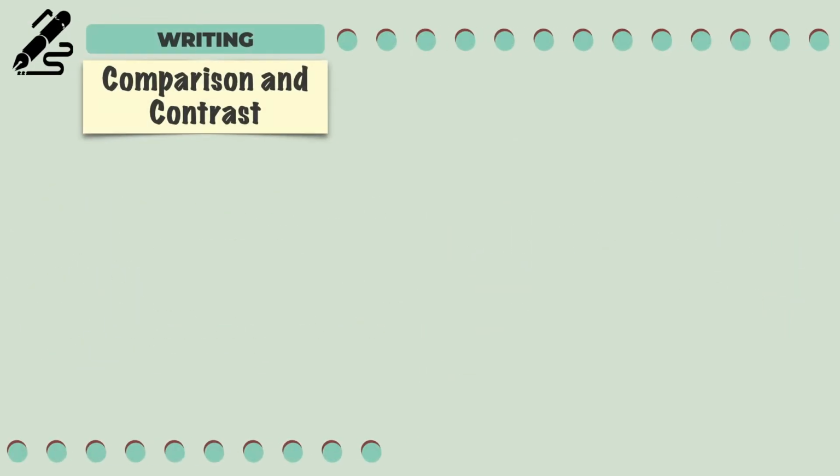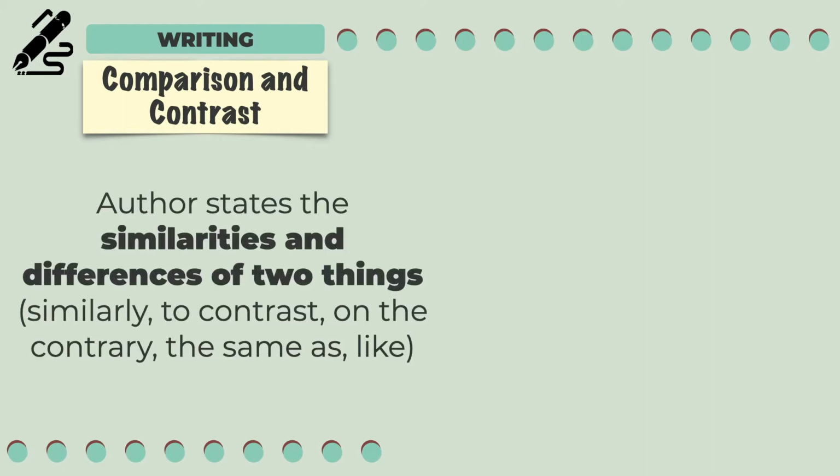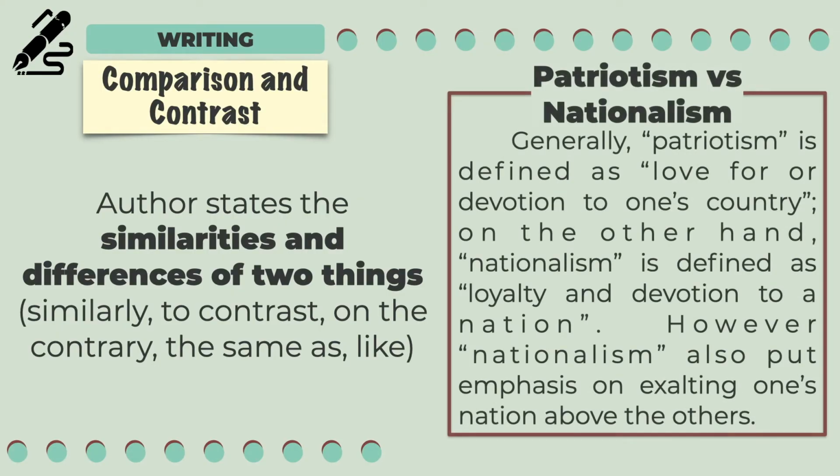The next pattern of development is comparison and contrast, where the author states the similarities and differences of two or more things. It makes use of signal words like similarly, to contrast, on the contrary, the same as, and like. For example, the author is comparing patriotism and nationalism.